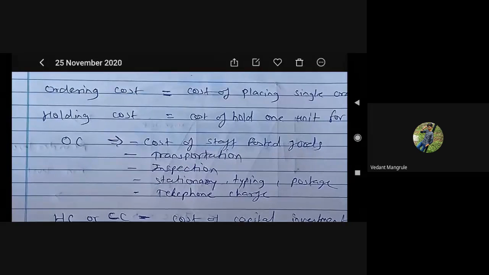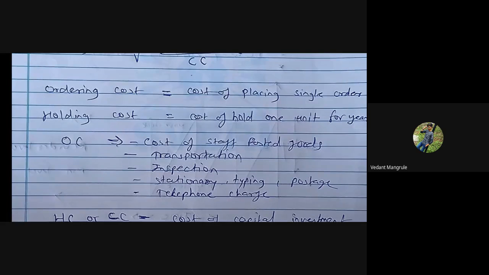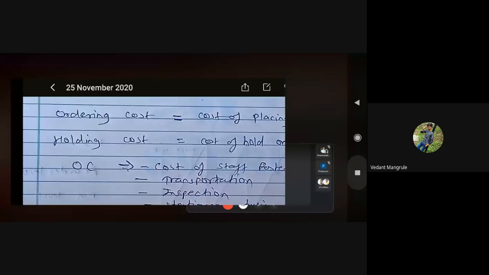Or something like pre-delivery may be there, as per the discount. That cost is also nothing but the cost of placing a single order. Now, holding cost: the cost of holding one unit for the year. According to the one year, some amount is required to hold that component also, whatever the rent of land. Suppose we have purchased 100 tons of stainless steel.